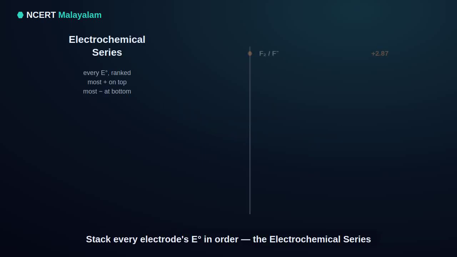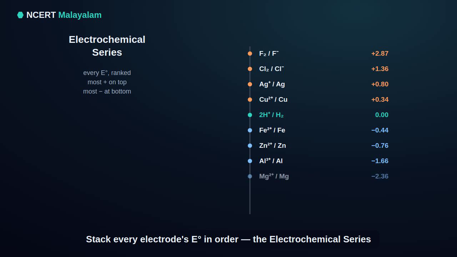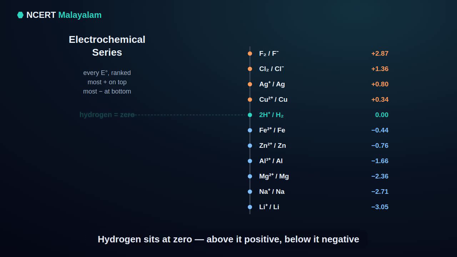Arrange every electrode's standard electrode potential in order, from the most positive at the top to the most negative at the bottom. This ranked list is called the electrochemical series. Hydrogen sits right at 0. Everything above it has a positive standard electrode potential, and everything below it has a negative one.